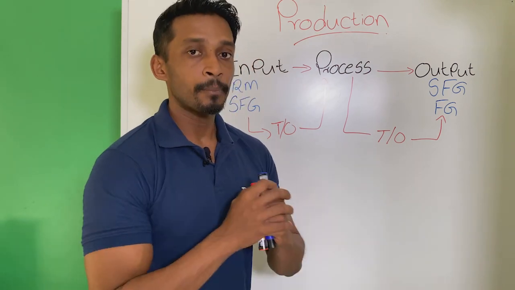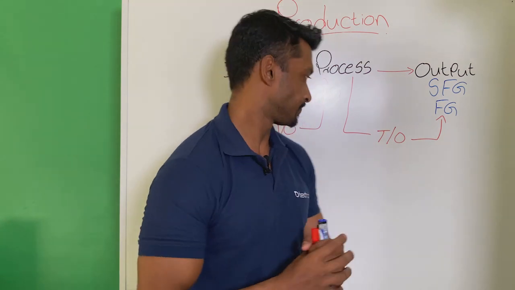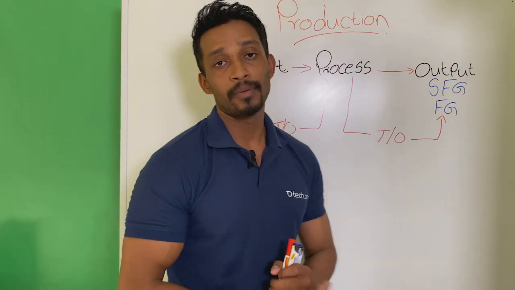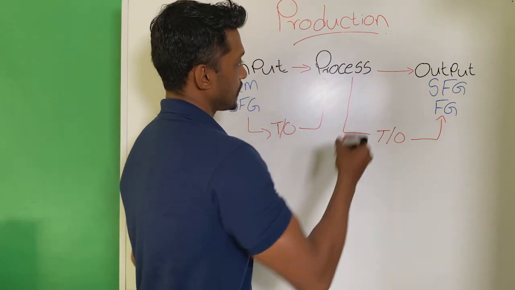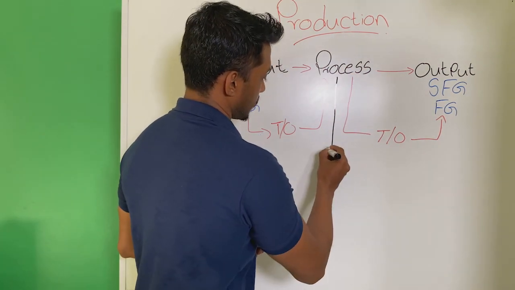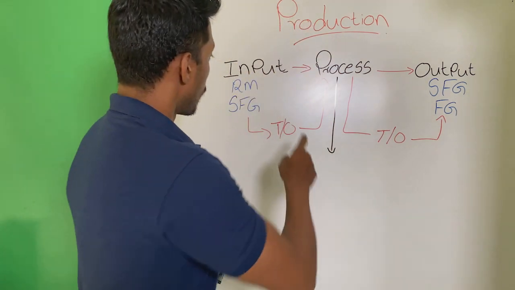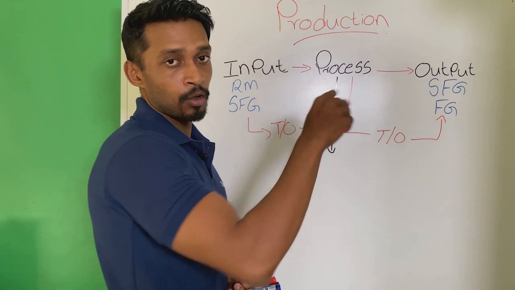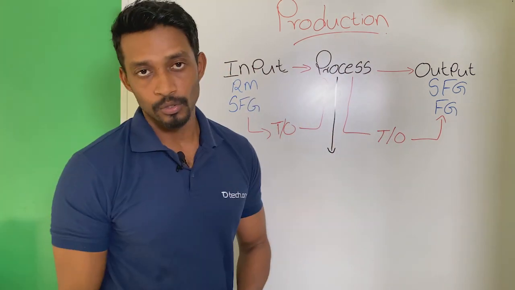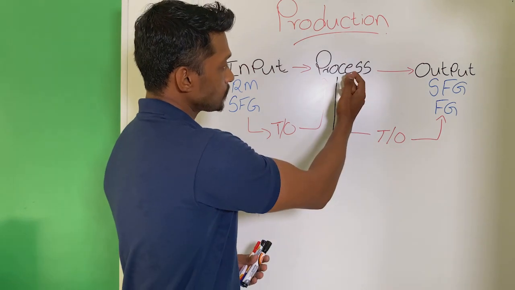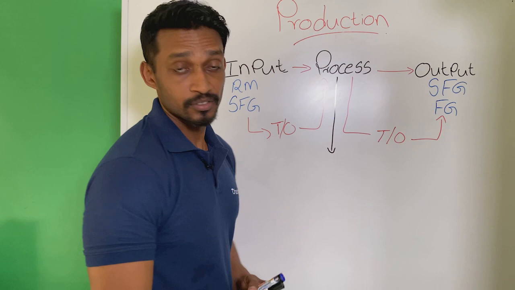Then in which process will this happen? This double entry transfer all happens in the process stage. How does it happen? Once you transfer raw material or semi-finished good from the raw material warehouse to the production warehouse, you have to start the process.